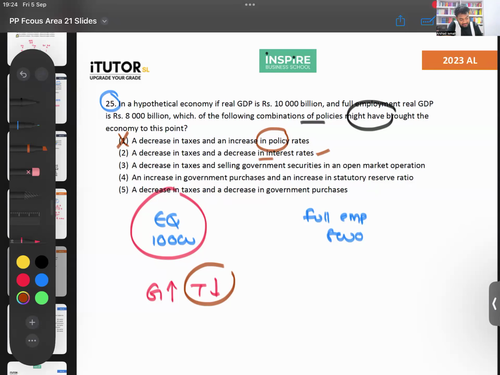Decrease in taxes and selling securities. Now, this is monetary policy. If you sell securities, economy will contract. No, we are looking for an answer that the economy is expanded more. Increase in government purchase, okay. And an increase in SRR. No, if you increase SRR, economy has to contract. A decrease in taxes, fine. And a decrease in government purchase, no. So therefore, your answer can be number 2.